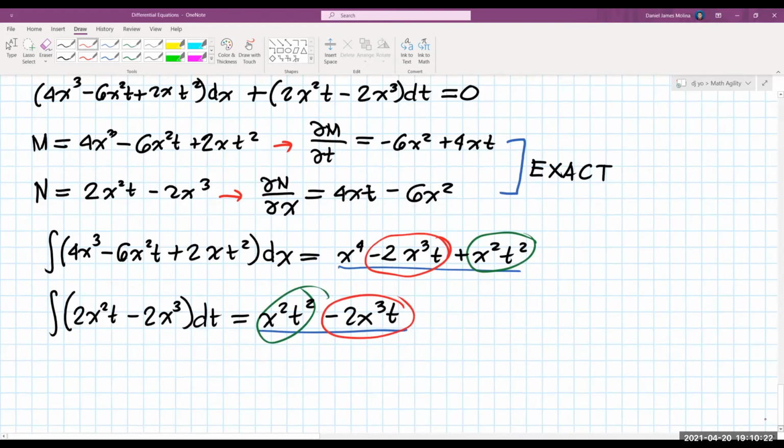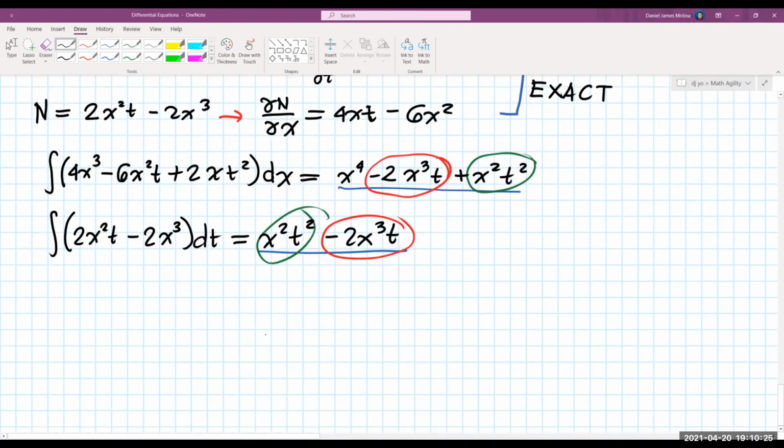Since these are the common terms, we'll just copy the common terms. We do not need to add them. So we have x to the fourth and then minus 2x cubed t. It's just like getting the union of two sets, where we overlap the common elements. So we have x to the fourth minus 2x cubed t plus x squared t squared. Now we'll equate that to the arbitrary constant c. As you can see in our general solution, we don't have any denominators.